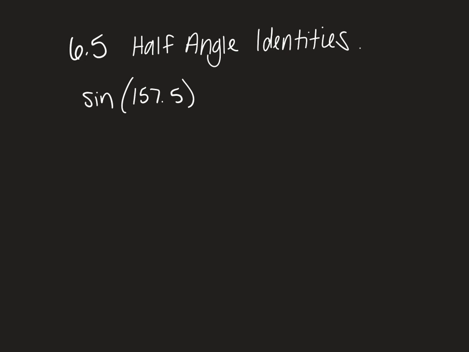Okay, and then the half angle identity is sine of 1/2 theta is equal to plus or minus the square root of 1 minus cosine theta over 2. So the plus or minus, remember when we did the All Students Take Calculus, and you have to know what quadrant the angle is in to tell if it's positive or negative?